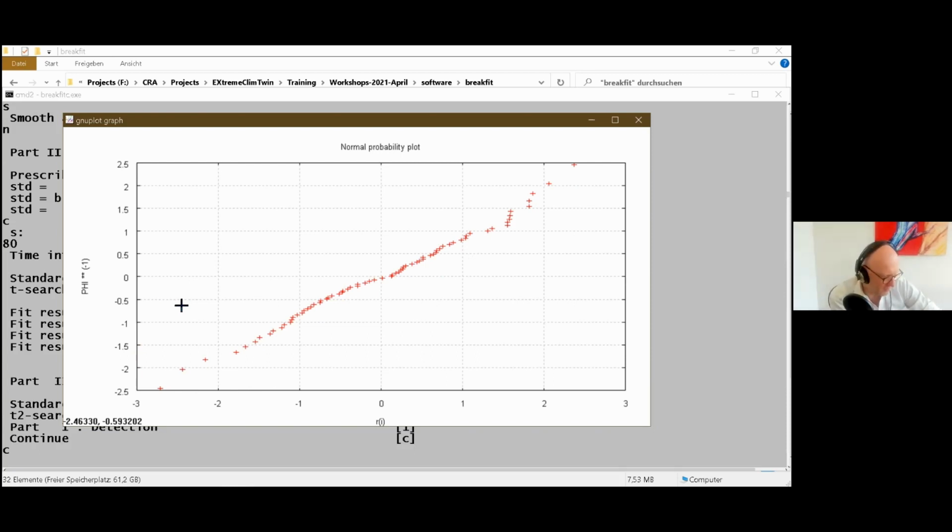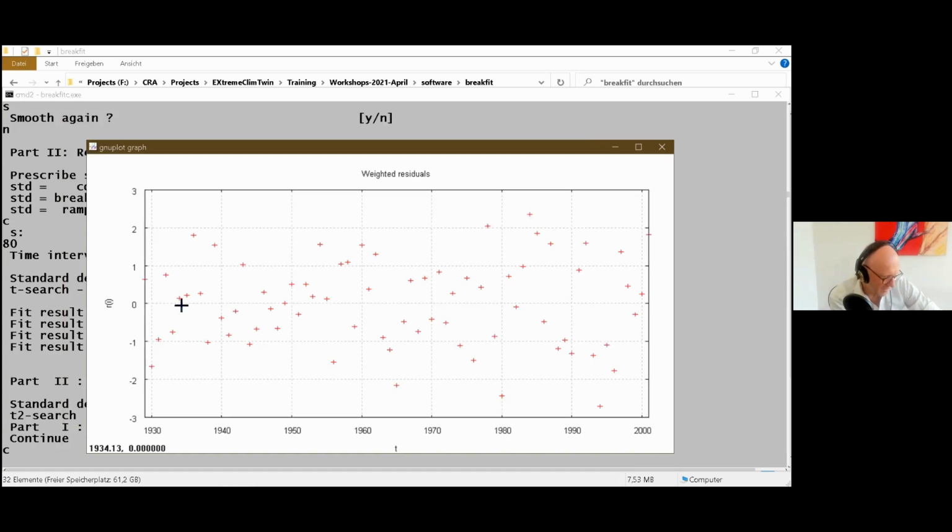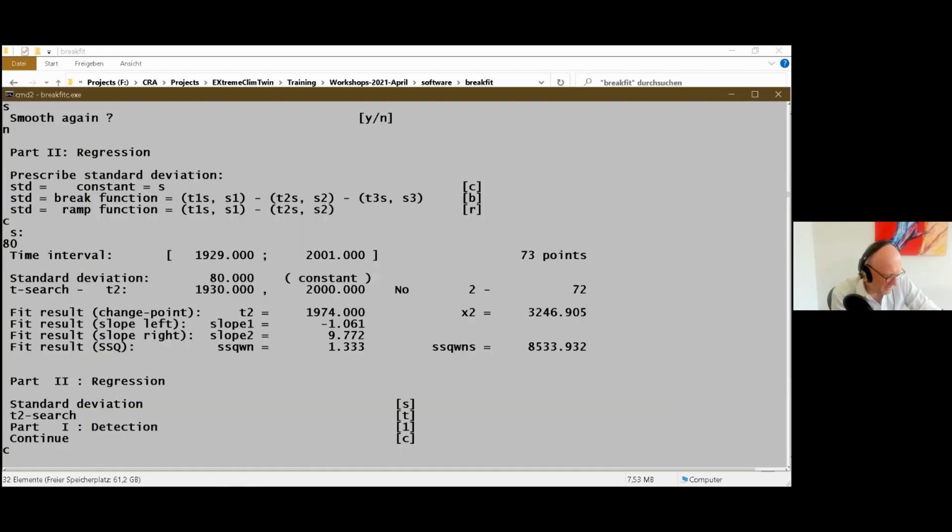I press enter to continue, and now we see the variability, so to say, visually. So these are the weighted residuals against time. It's difficult to say whether here the variability is smaller than there. Perhaps not. I have no idea. I did not try hard to study this. I think it's not so important. I will press enter and see the next plot.